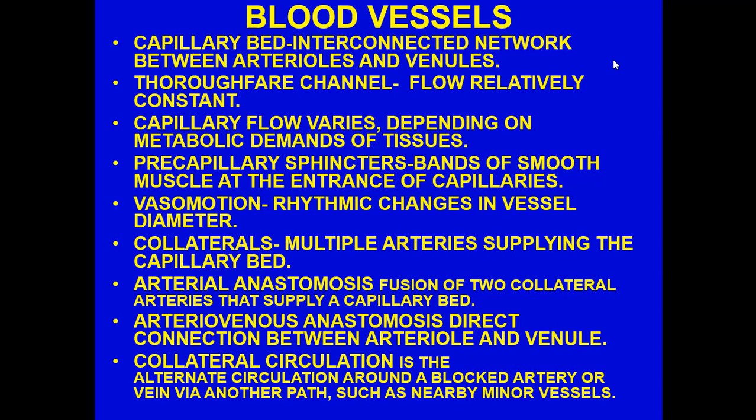Collateral circulation is the alternative circulation around a blocked artery or vein via another path. This can be by nearby minor vessels. You will see it also in the circle of Willis in the brain, because there are other ways depending on where the blockage is. The blockage, don't be mistaken, can also affect behavior and brain function. But in some cases, the blockage might be there with bypasses that keep the brain well functioning and oxygenated.